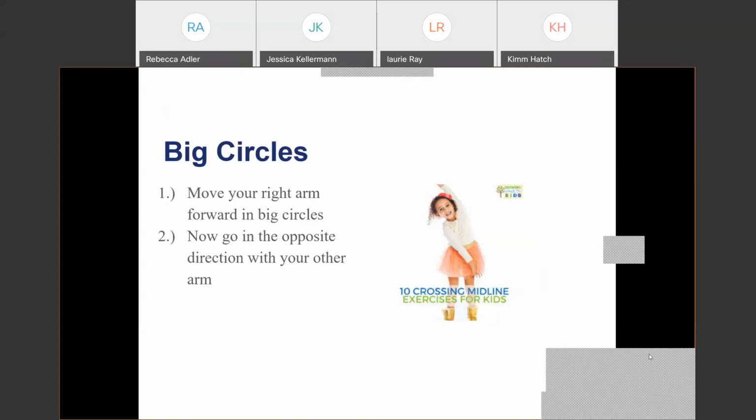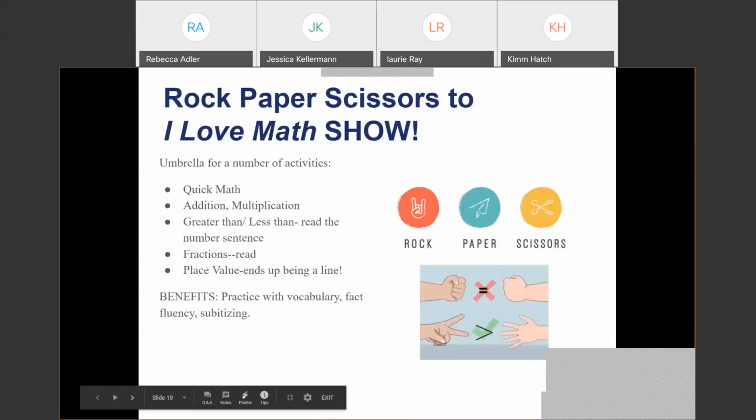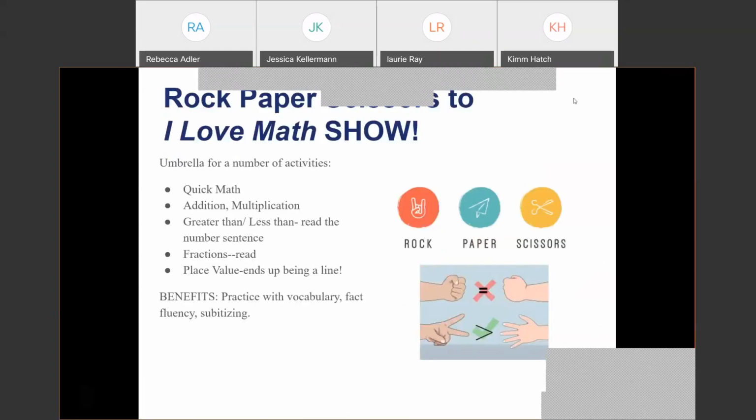Next slide. Sorry, I'm doing the activities and I'm thinking that's great for a child in a wheelchair also.